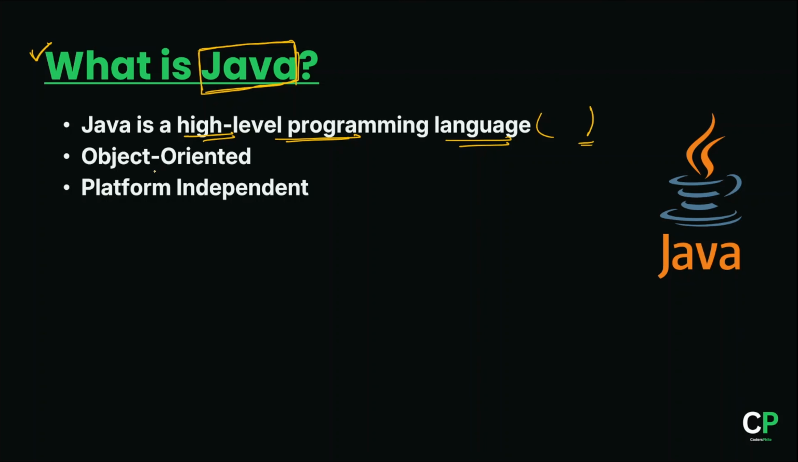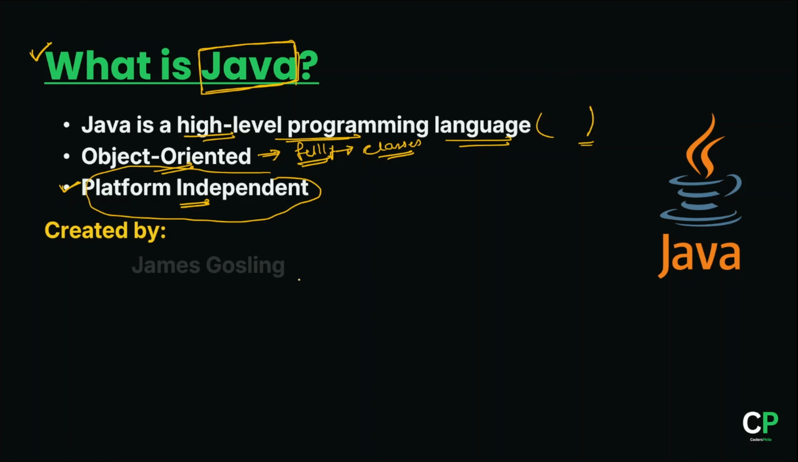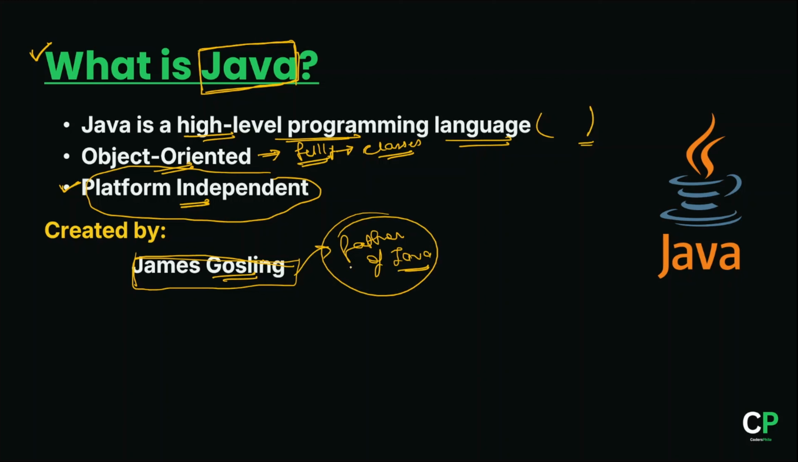And Java is fully object oriented. What is meant by object oriented? It means that everything we do in Java is in the form of classes and objects. So Java is a fully object oriented programming language, and Java is platform independent. We will see why Java is platform independent soon. And it was created by James Gosling, who is known as the father of Java, at Sun Microsystems.